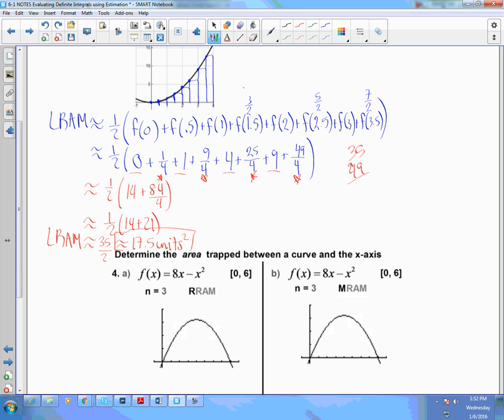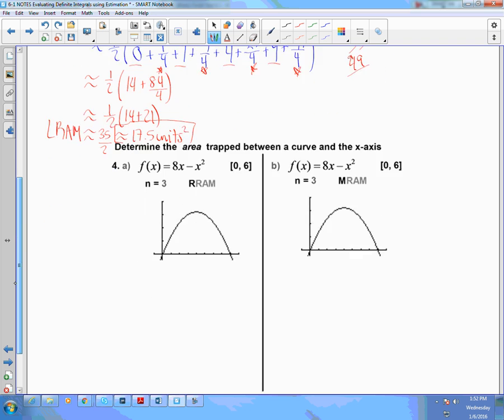And if we have more rectangles, what if we did 100 rectangles? Would we be getting closer to the actual area? 1,000 rectangles? 1,000,000 rectangles? That's why we have calculus, because there's a way to do it. But we're not going to learn that quite yet today.